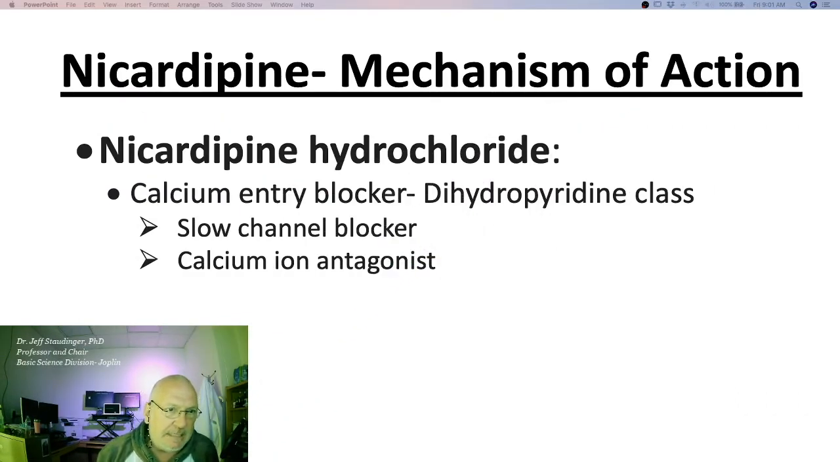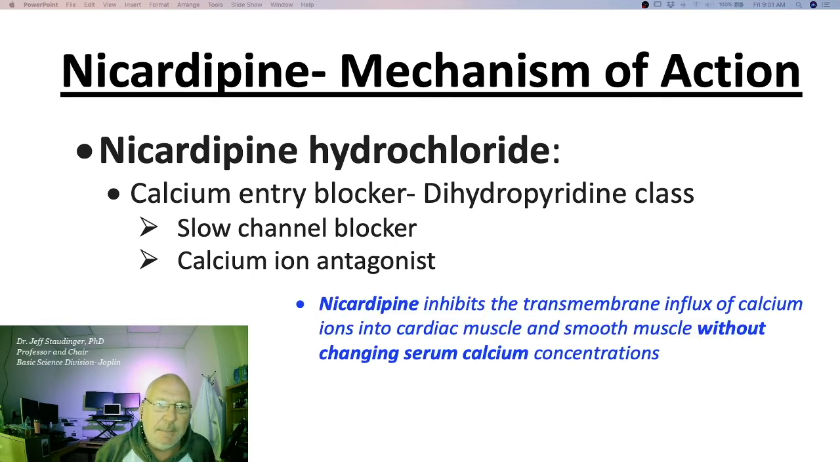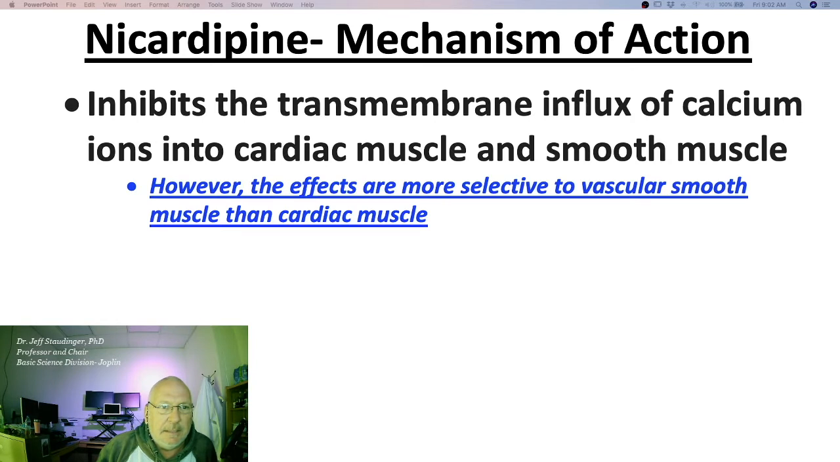Nicardipine functions as a calcium channel blocker, specifically a slow calcium channel blocker. Think of it as a calcium ion antagonist. It inhibits calcium influx into heart muscle without changing serum calcium concentrations. It does this more selectively to vascular smooth muscle when compared with cardiac muscle.